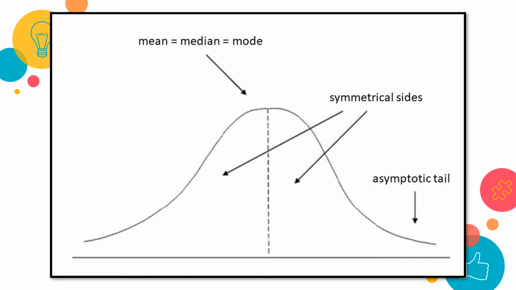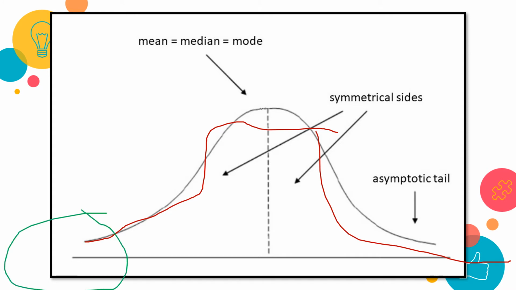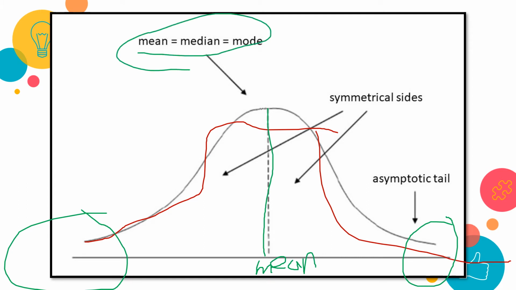Please take note of the different parts mentioned in the properties of our normal distribution. It has a curve that looks like a bell, and the asymptotic both end tails approach the horizontal line. The mean is in the middle. If the data is normally distributed, the mean is equal to the median is equal to the mode. You have to take note of that also.